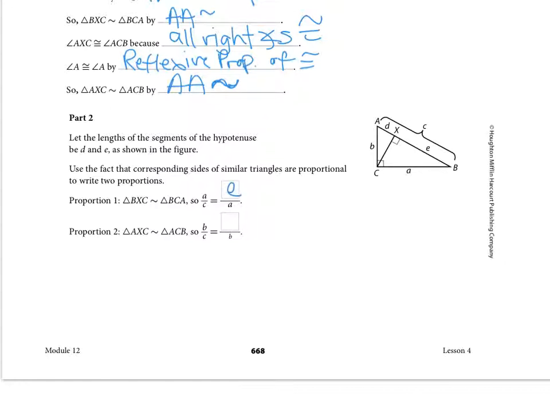Then proportion 2, going from our small triangle to our large triangle, or sorry, the other way around, B to C is going to be the short leg to the hypotenuse, and then in the small triangle, the short leg is D to the hypotenuse B. So we're going to fill in D there. Now we're going to keep those proportions in mind, and on the next page we're going to use some algebra.